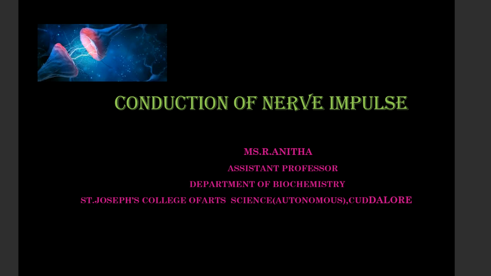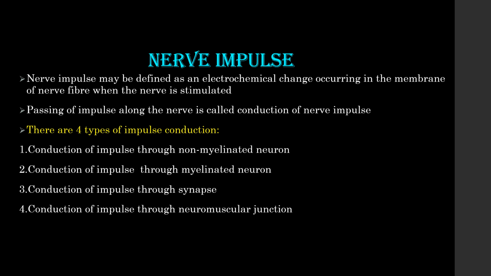So today in this video we are going to see about the topic conduction of nerve impulse. Before we go to the topic, let's see what is meant by nerve impulse. Nerve impulse is defined as an electrochemical change occurring in the membrane of a nerve fiber when the nerve is stimulated. So it is said to be a nerve impulse.